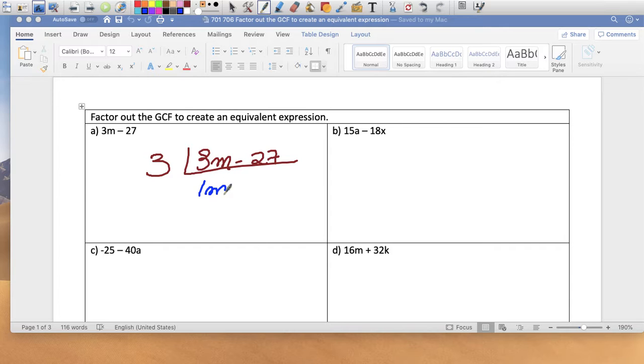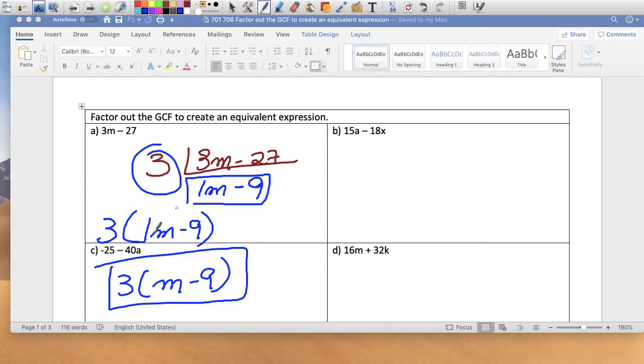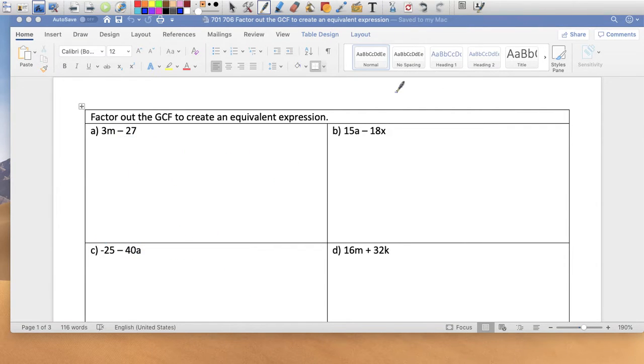Well, 1 time. And then we're going to copy this subtraction sign, and how many times does 3 go into 27? Oh, sorry, not 27 times, but 9 times. So this ends up being your factor outside, and these two end up being your two terms inside, 1m minus 9. Better written would be this way. We don't really need that 1 over here. So double check, 3 times m is 3m, and 3 times negative 9 is negative 27. So I know I'm correct.